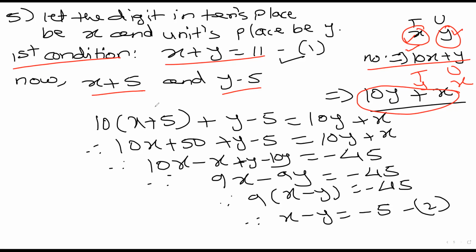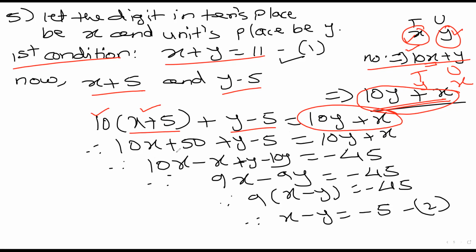But remember, this is only for the sake of the equation. What are the actual digits? The digit in the tens place is x plus 5. Are you getting my point? So x plus 5 into 10, and the digit in the units place is reduced by 5. So y minus 5 is equal to the new number 10y plus x. So this is how the equation is formed.